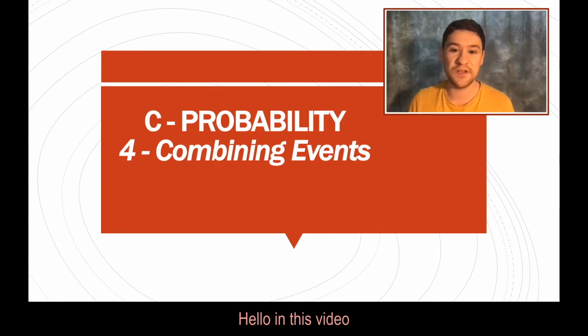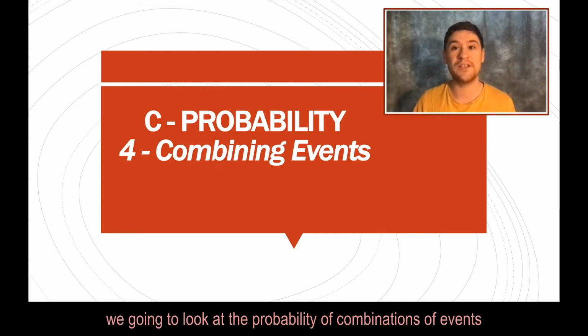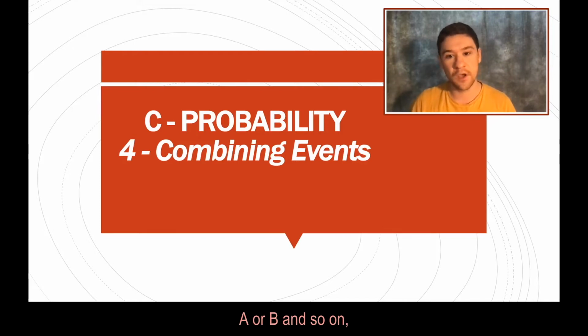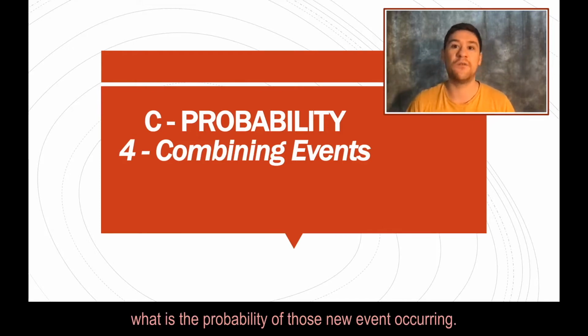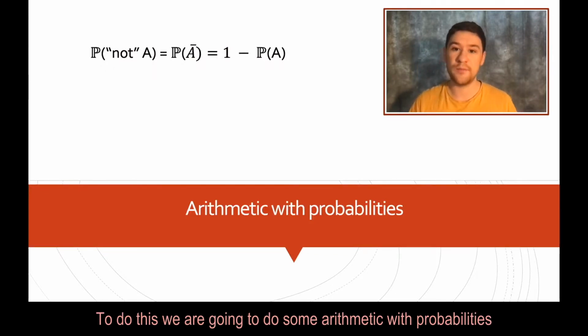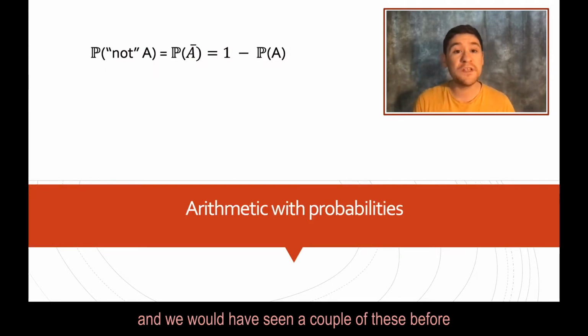Hello, in this video we're going to look at the probability of combinations of events. So when we combine events together, so event A and event B, or event A or event B and so on, what is the probability of those new events occurring? To do this, we're going to do some arithmetic with probabilities, and we would have seen a couple of these before.